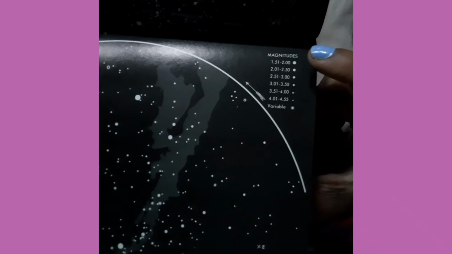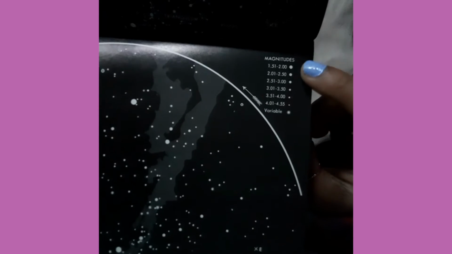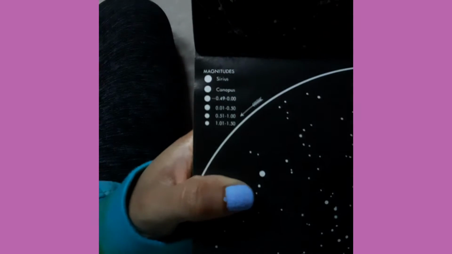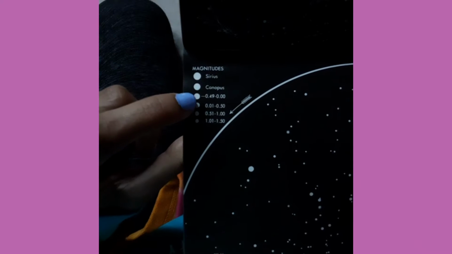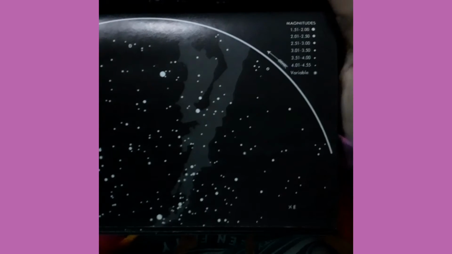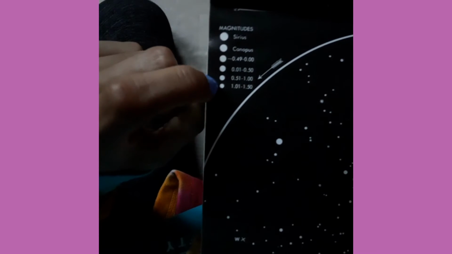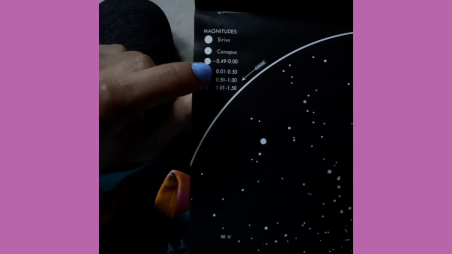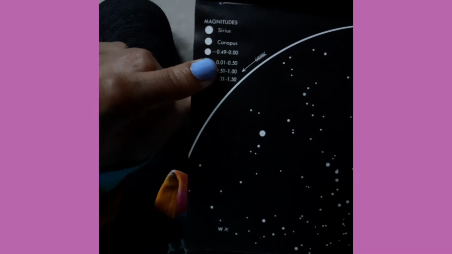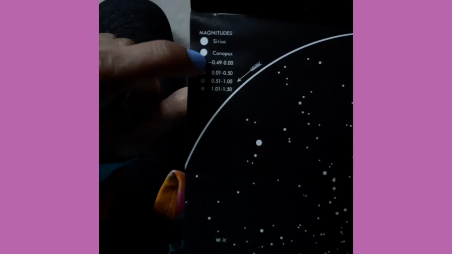There's even magnitudes of 0 and negative magnitudes, which is on this side. These are the brighter stars. And as you can see, these ones are small. It goes from super tiny to increasing in size, and then the negatives are on this side. Canopus is probably negative, less than negative 0.49, and then Sirius is even brighter than Canopus.